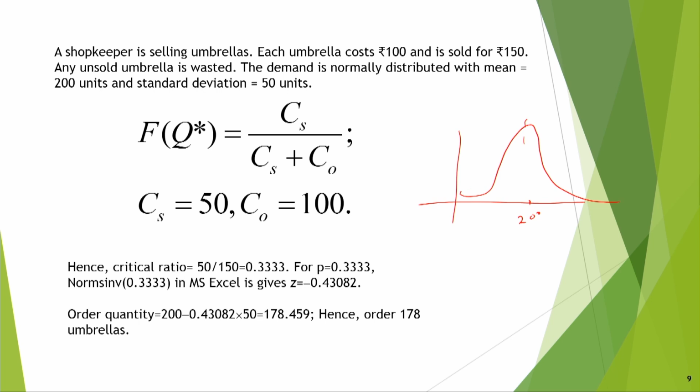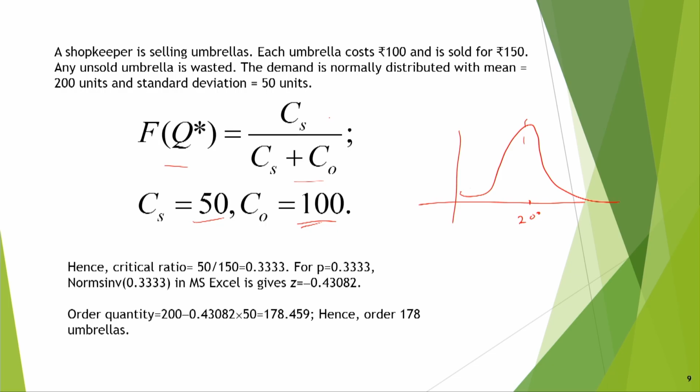So the question is how many units I have to order. We remember there is one formula: F(Q*), the total probability at this point, should be equal to Cs divided by Cs plus Co. Cs is the shortage cost. If you do not have stock, you lose 50 rupees of profit, so the shortage cost is 50 rupees. Co is the cost of overage. If you have purchased excess, you lose 100 rupees on each umbrella, so we put Co equal to 100. Cs is known, Co is known.